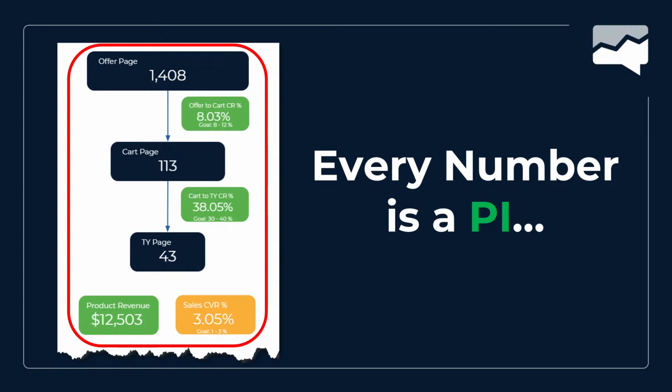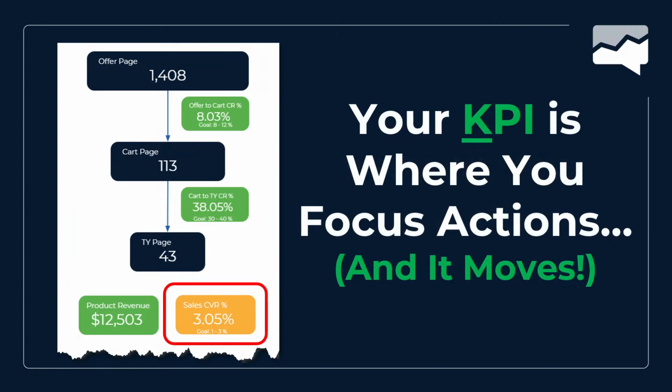That number is a performance indicator of some way, shape, or form. Your KPI is the thing that you need to focus your actions on. And that KPI moves around. So if my conversion rate was off and it wasn't where it needed to be, that's the number I'm focused on. That becomes my key performance indicator that I'm putting all the resources into to make it move. That's going to move the needle because that's the thing that's off.